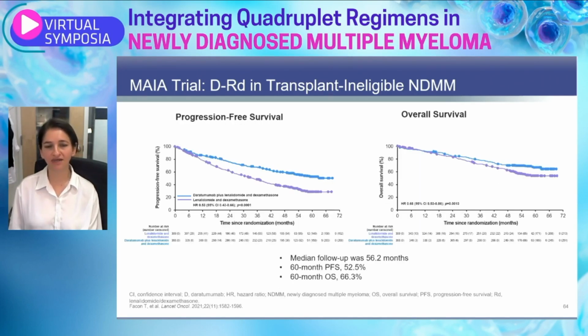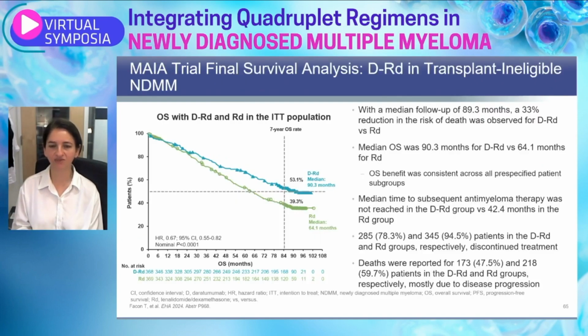And if you look at the data here, obviously the triplets were better than the doublets. So DARA-RD was the winner here with a median follow-up of a little less than 5 years. At 60 months, the PFS was 52.5% versus the overall survival at 60 months of 66.3 months. And when you did a longer follow-up at a median of nearly 90 months, there was a 33% reduction in the risk of death observed with the triplet of DARA-RD. The median overall survival was 90.3 months.